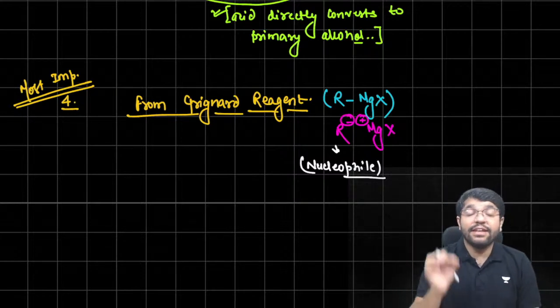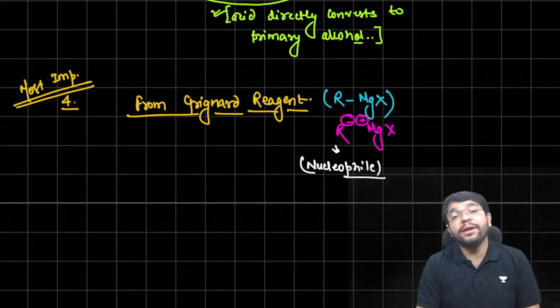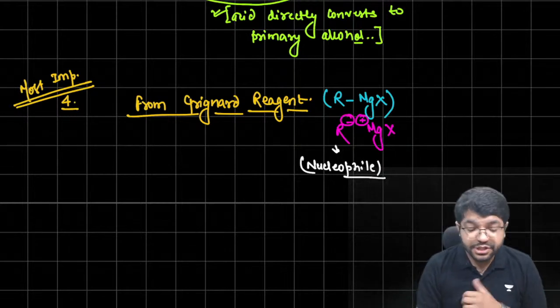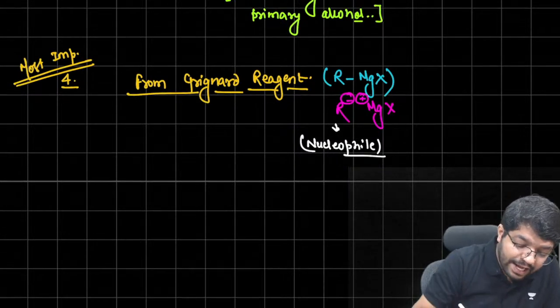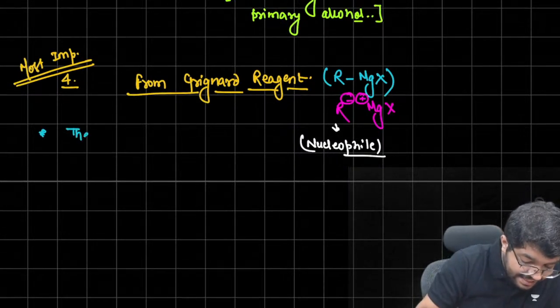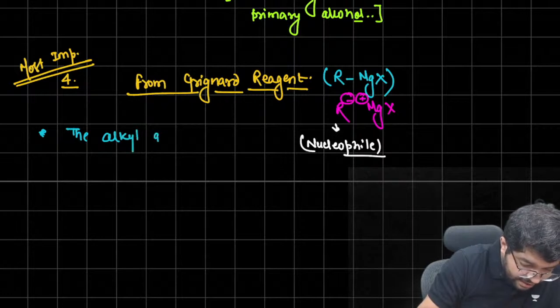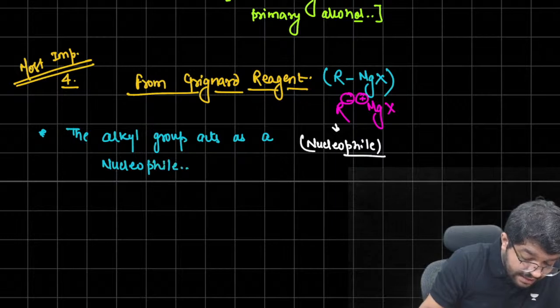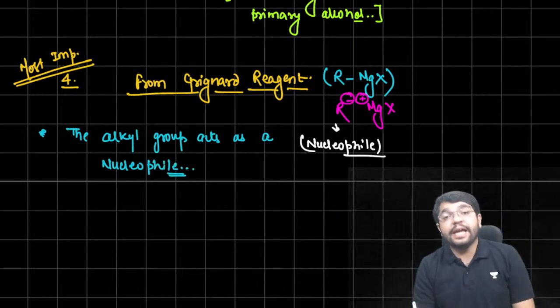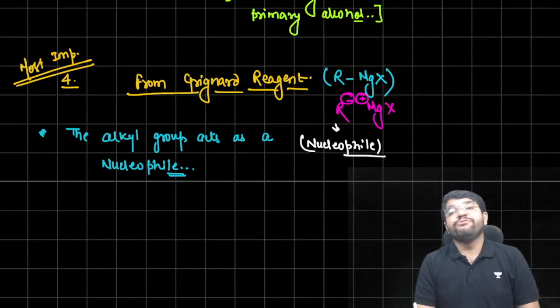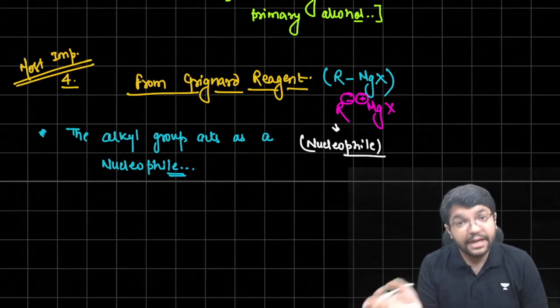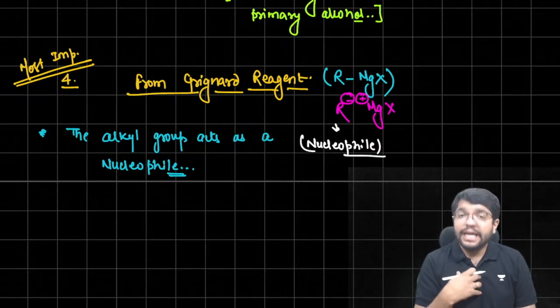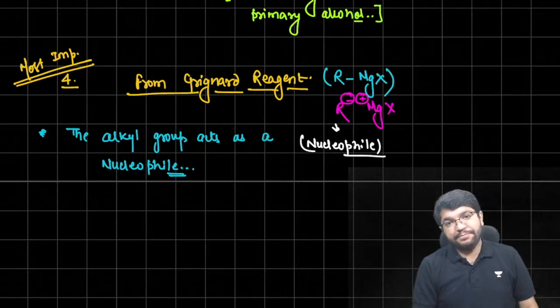A very, very important statement in Grignard reagent: the alkyl group acts as a nucleophile. And now how does it affect me? That is the important question. Even if it's a nucleophile, how does it work?